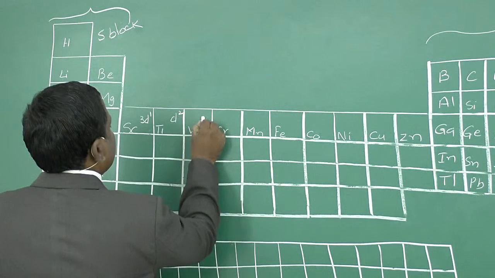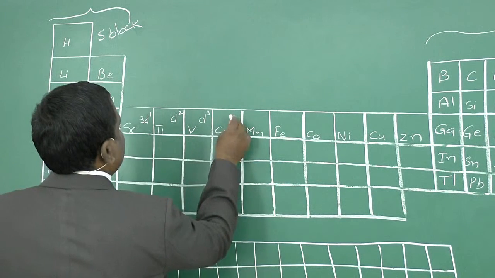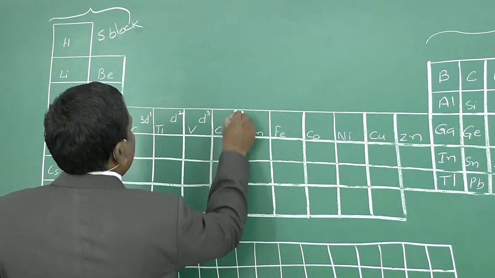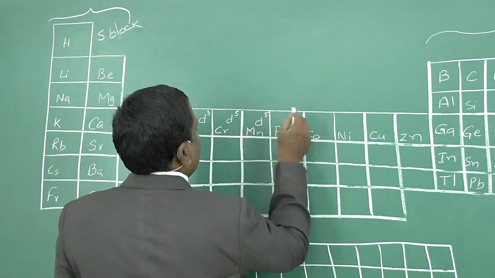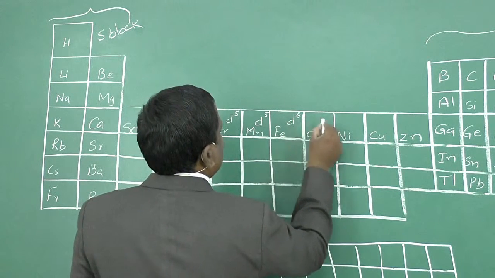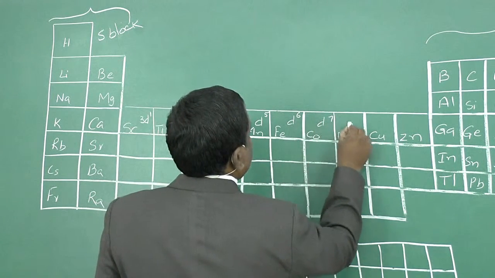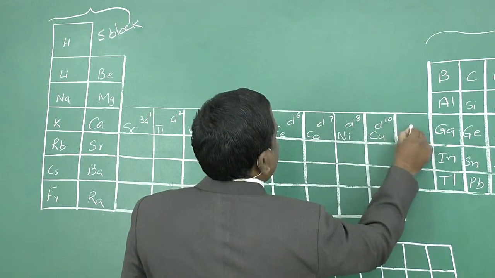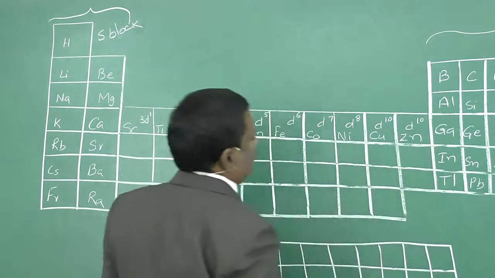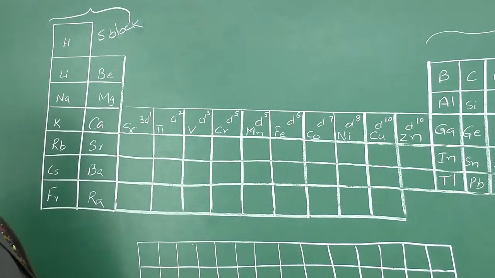Here it is d1, here it is d2, here it is d3, here in chromium it is abnormal electronic configuration d5, again d5, then d6, d7, d8, d10, d10. These two, chromium and copper, are abnormal. It's a different thing, we'll discuss it in a different context. So these are said to be d block elements.